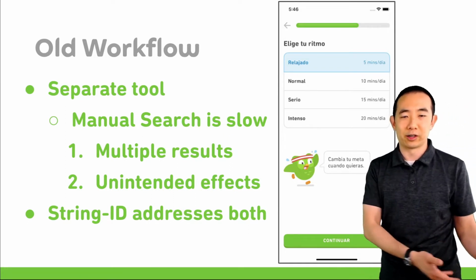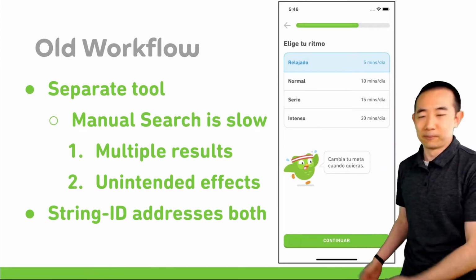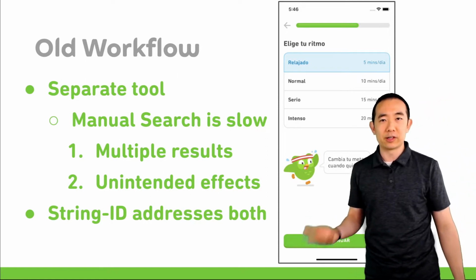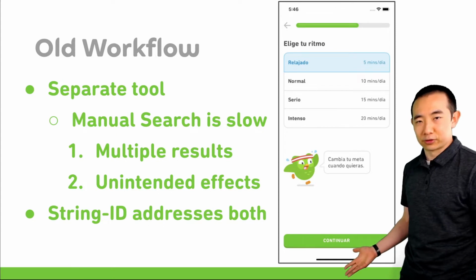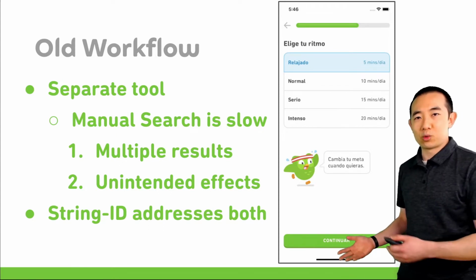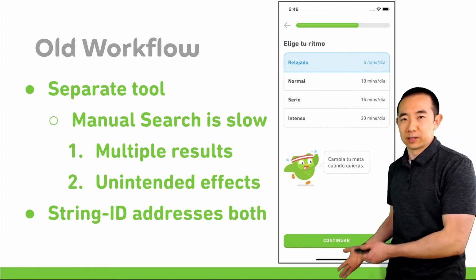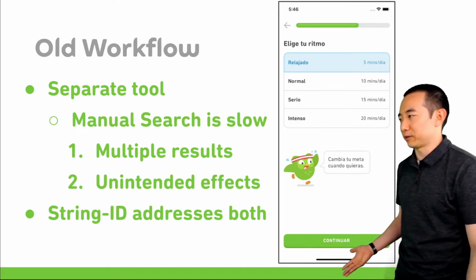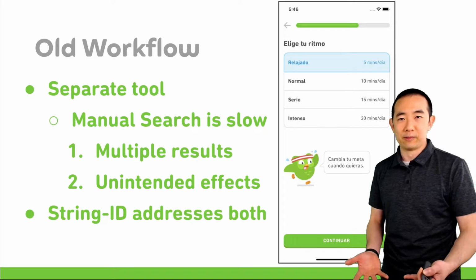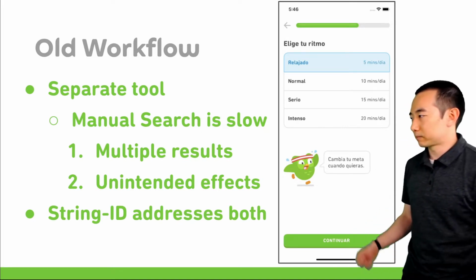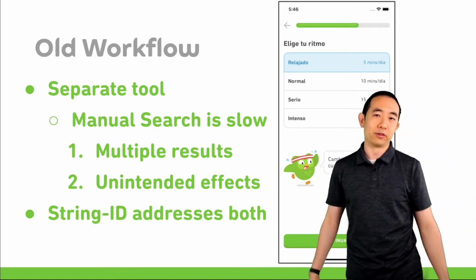I could edit the wrong string and this one wouldn't change. A second issue is unintended side effects. Even if I correctly edit the text of this string in this button, I don't know what other screens use this same string and could also be affected. So if I modify this continue button, some other screen that uses the same string will also change, and I may not want that. Fortunately, string ID handles both of these situations.